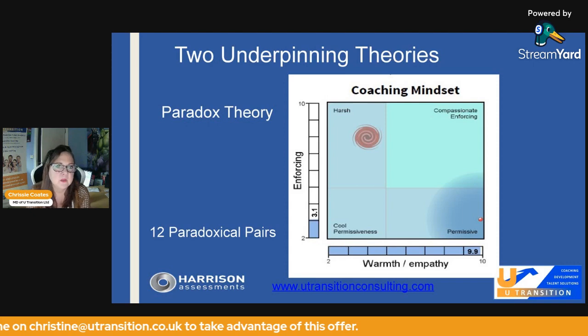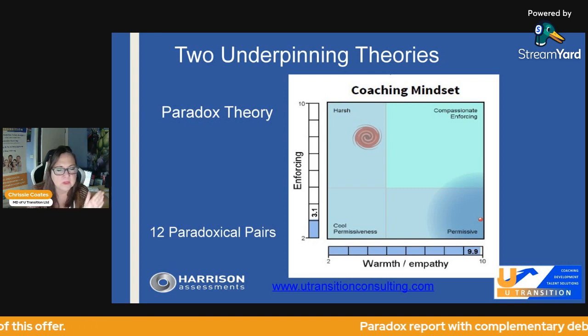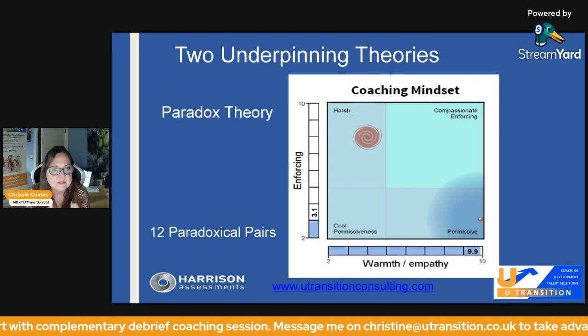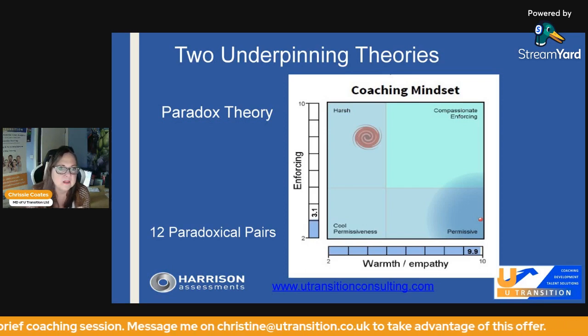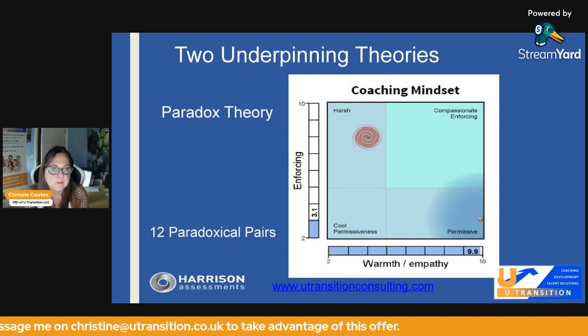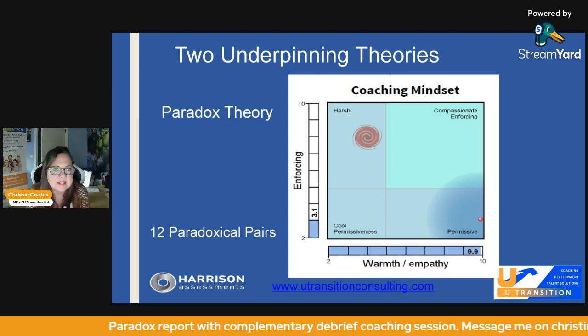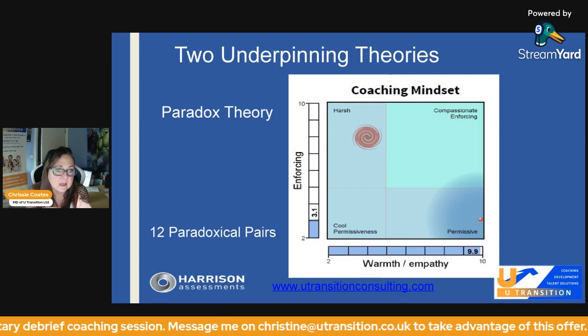So most assessments will lay their opposites out on a bipolar scale. So a straight line, if you imagine, with one thing at one end and one thing at the other. So in this instance, you would have a straight line with enforcing at one end and warmth and empathy at the other. And then the scoring would bring you out as either more enforcing or more warmth and empathy, or perhaps somewhere in the middle. And if you are in the middle, that doesn't necessarily give you that much information. So what Harrison does is lay it out in a grid format so that what you can see is the balance or the difference between when both traits are high, when both traits are low scoring, or when one trait is higher scoring than the other.